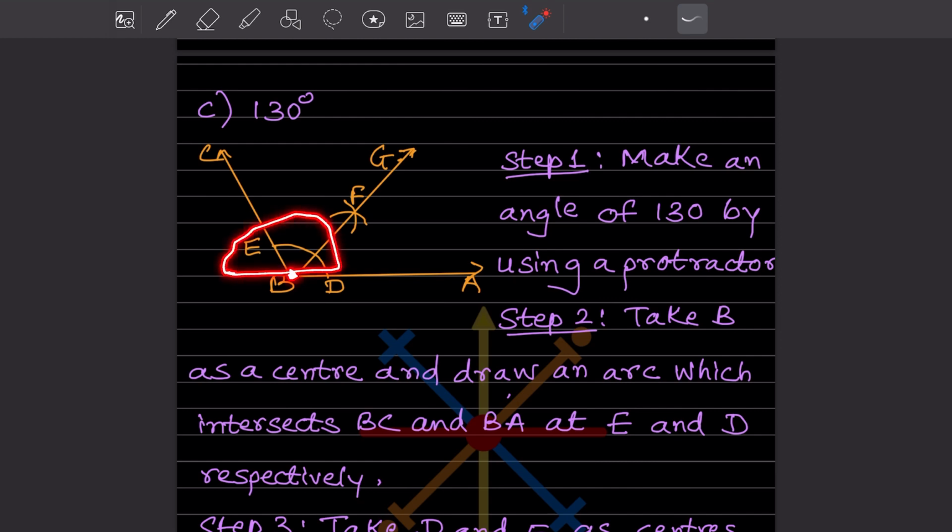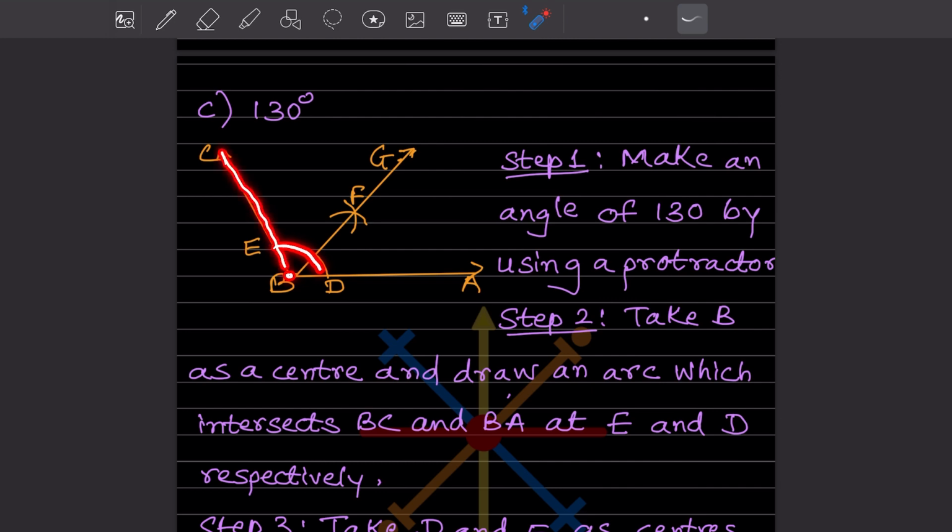So put a point over here and then you're going to see where that 130 is. And there you're going to put a point and then you will draw a line. So see here, make an angle of 130 by using a protractor. Take B as center and draw an arc which intersects BC and BA at E and D. So you will just draw an arc, this one. You will take this one.